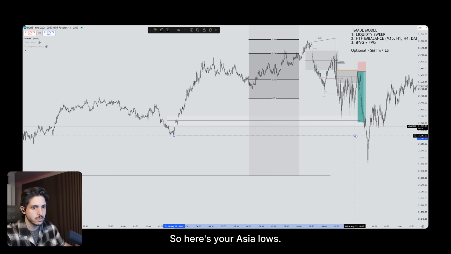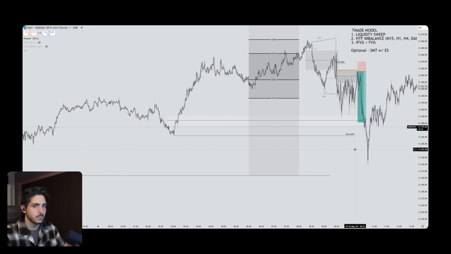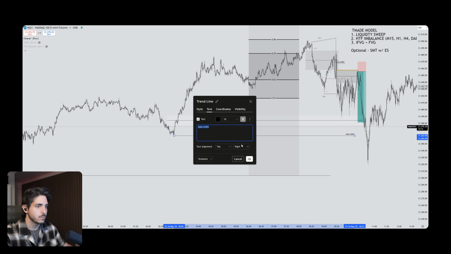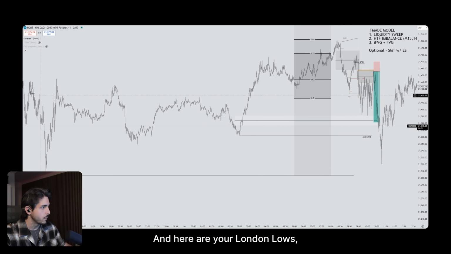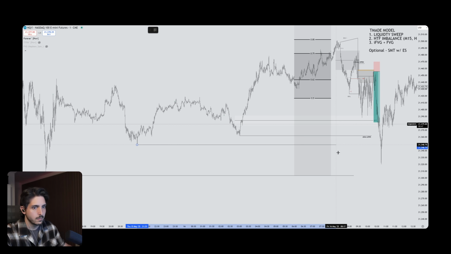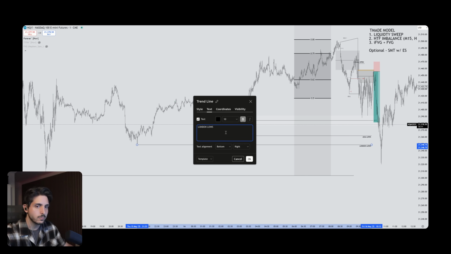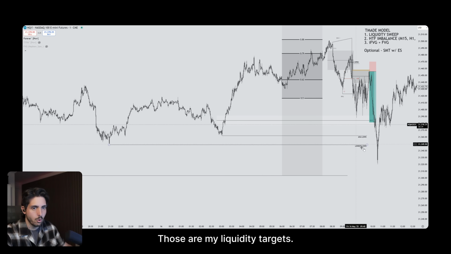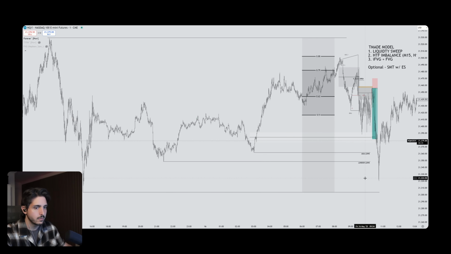So here's your Asia lows. Let's mark that out. And here are your London lows. Conveniently hanging out right next to each other. Those are my liquidity targets. This is the low of the range here.